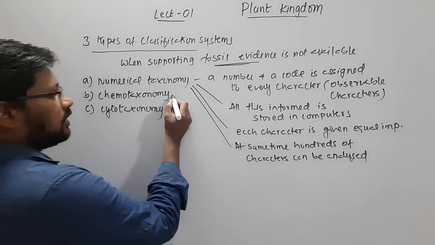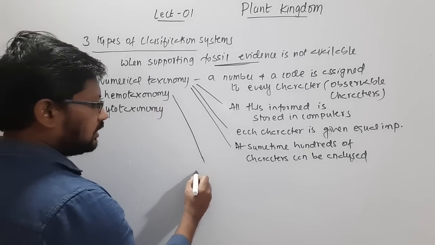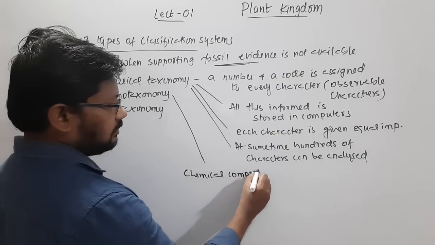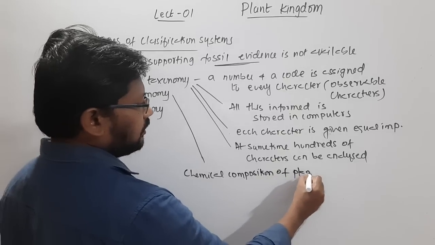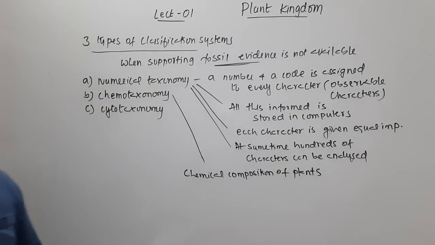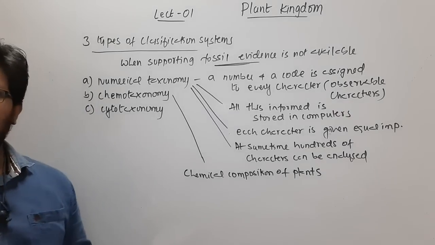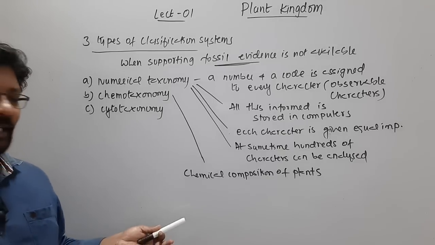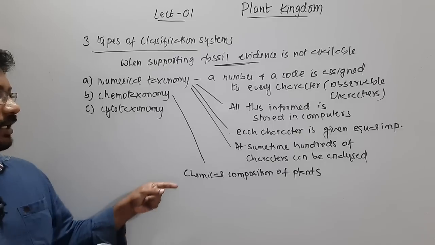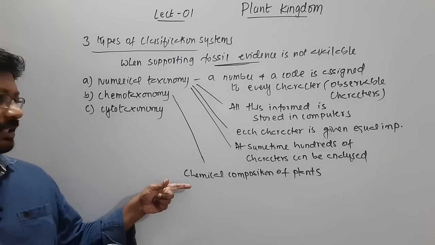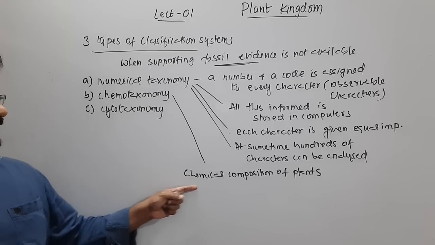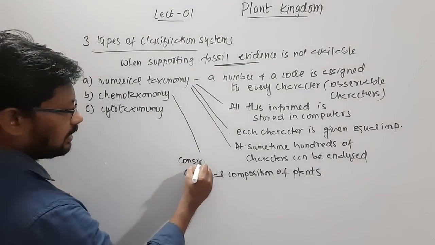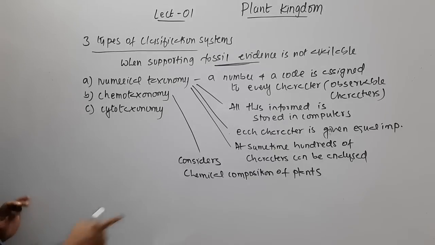Next one, coming to chemotaxonomy. This one considers the chemical composition of plants, meaning what the cell wall is made up of: cellulose, hemicellulose, suberin, lignin, and it goes on. So what kind of materials are present, that is, chemical substances present in the plant cells. So it considers the chemical composition of plants.